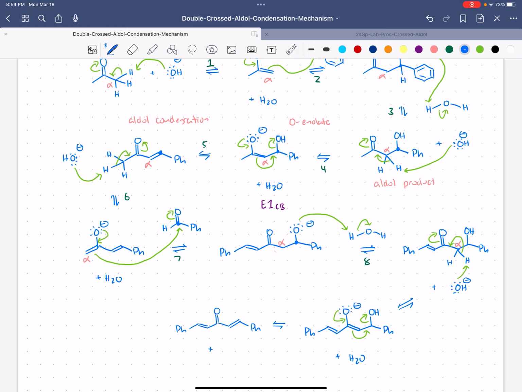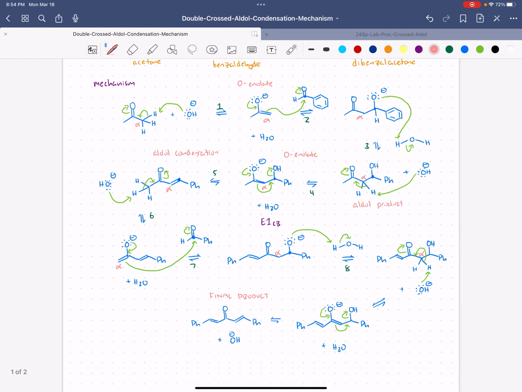And one last thing. Okay. Let me zoom out a little bit so you see the full mechanism. Let me number the steps to prove to you that this was a double Aldol condensation. We did the condensation twice. We did the first condensation in this reaction here to kick out the OH to make the double bond. And then we did again here to make this double bond. That is the full mechanism.